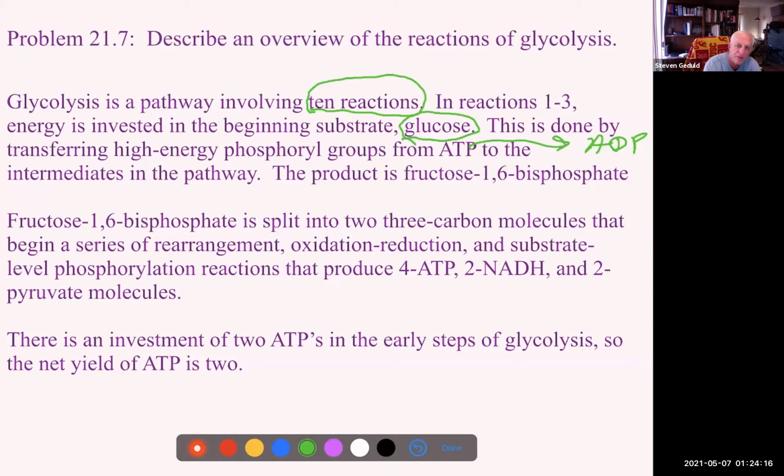The product after the first 3 steps is fructose 1,6-biphosphate. Right. Fructose 1,6-biphosphate is then split into 2 3-carbon molecules that begin a series of rearrangement, oxidation reduction reactions, and substrate level phosphorylation that produces 4 ATPs, remember 2 for each one, 2 NADHs, and 2 pyruvate molecules at the end.